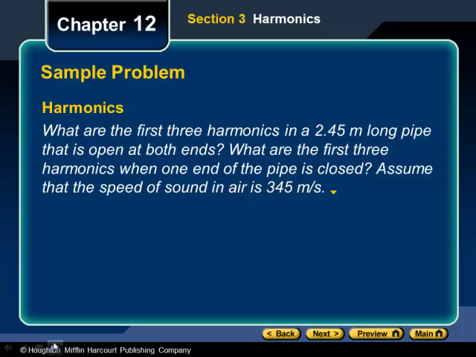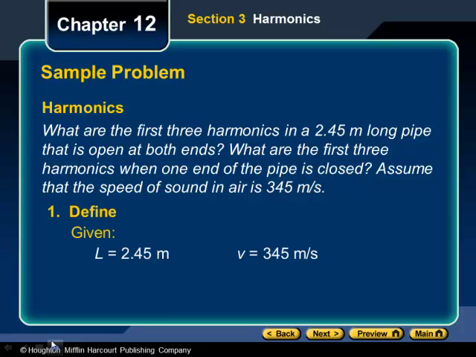Okay, so we're given the sample problem. What are the first three harmonics in a 2.45 meter long pipe that is opened at both ends? What are the first three harmonics when one end of the pipe is closed? Assume that the speed of sound in air is 345 meters per second. So we'll look at the solution of this.